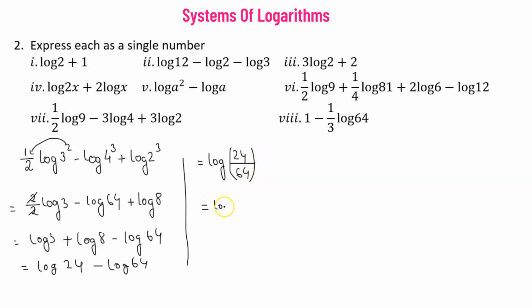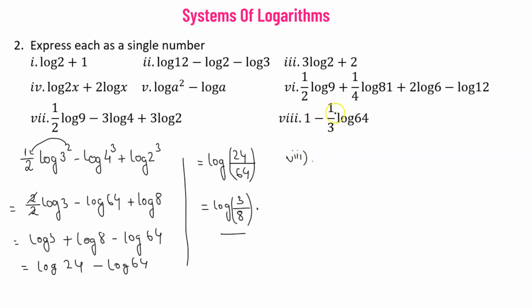This is log of, so we can divide both the numerator and the denominator by 8. So 8 times 3 is 24 and 8 times 8 is 64. So log of 3 over 8, so this is going to be the final answer. So this is the value of half log of 9 minus 3 log of 4 plus 3 log of 2 expressed as a single number. Let's try out our final problem, problem number 8.